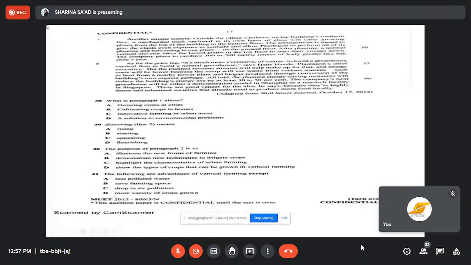For example, this is a paragraph. Look at the question: what is paragraph 1 about? The first question always asks what paragraph 1 is about, so you have to read paragraph 1. Then the second one, "flowering" means line 7. This one may still be in paragraph 1, or maybe it's already in paragraph 2. But you look at the following question, the purpose of paragraph 2, so you look at paragraph 2. The questions are always based on the sequence of the paragraphs, so it is easy for you to look for the answer. And don't worry, the answers are always in the paragraph.